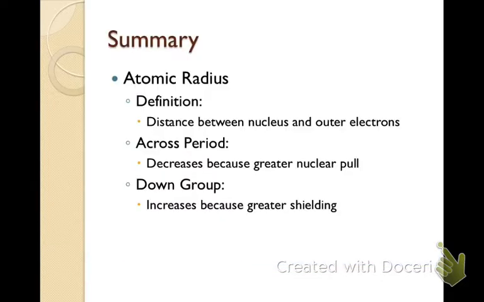So to summarize, atomic radius is the distance between the nucleus and the outermost electrons, called the valence electrons. Across a period, the radius will decrease because there's more nuclear pull, and down the group, the radius will increase because there's greater shielding and also more energy levels.